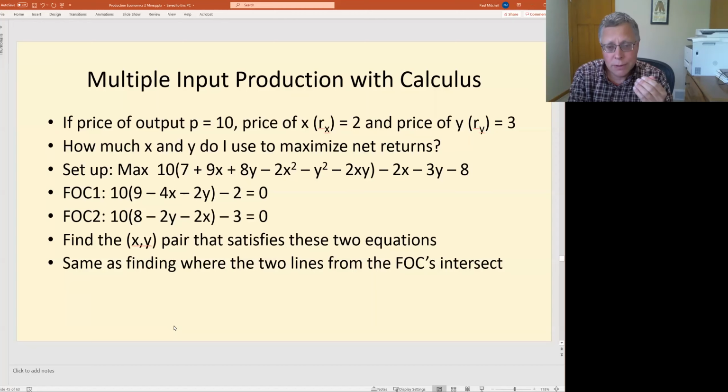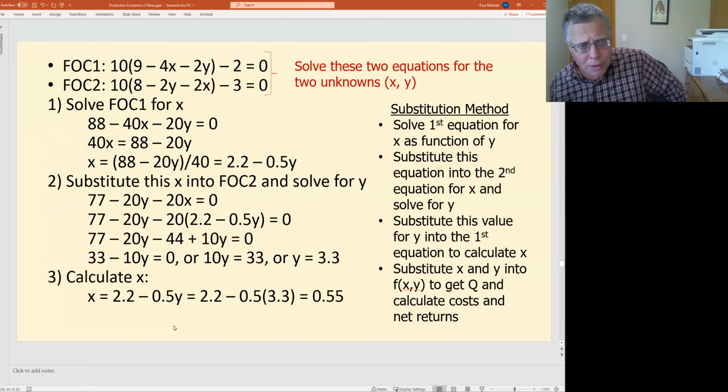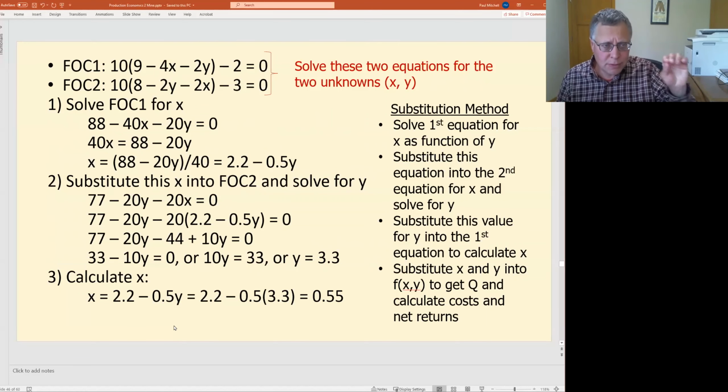All we're trying to do is figure out what the X and Y are that satisfy both equations. Really, if you look at these, if you could rearrange them and make them Y equals some function of X for both of them, there are two lines. You're looking for where the two lines intersect. That point is the XY combination. So what I've done here in this slide is just put the two first order conditions at the top again. And we're going to go through the process of solving these two first order conditions for X and for Y.